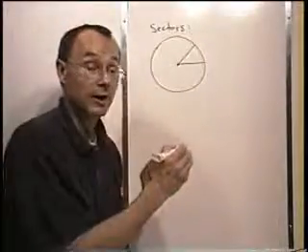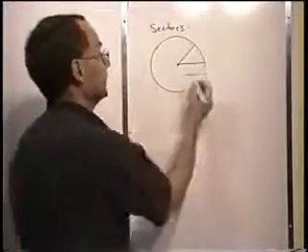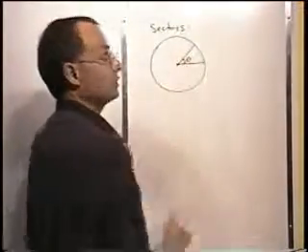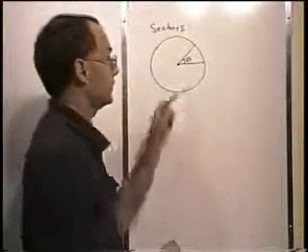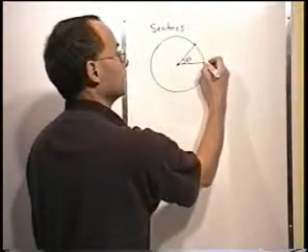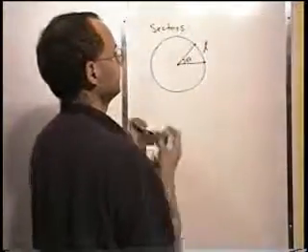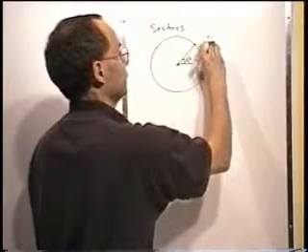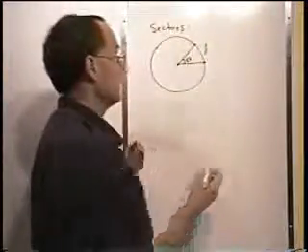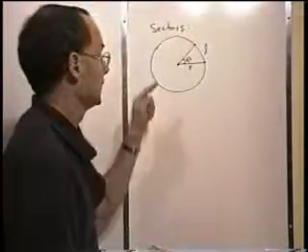And there's various components that are very important when we talk about a sector. Usually we talk about the sector angle, which I'm going to call theta. We also talk about the arc length of the sector, which I'm going to designate L. Not a very good L. Let's try that again. There we go. And I'm going to put in R to represent the radius of the circle.